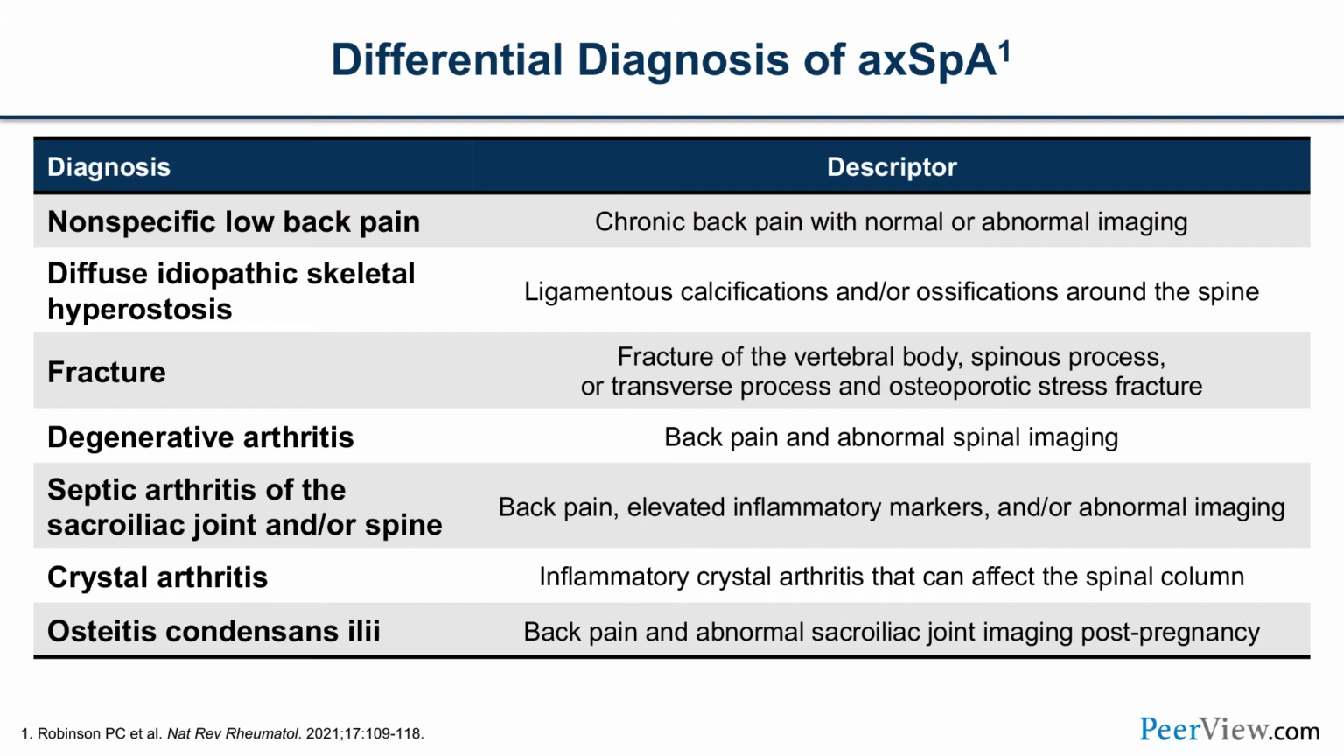Mechanical back pain is the most common, usually comes on abruptly. Diffuse idiopathic skeletal hyperostosis, called DISH, usually seen in older men, diabetics. The flowing ligamentous calcification in the spine can be confused with axial spondyloarthritis. Fractures of the vertebral bodies, often far more acute. Degenerative arthritis is the leading differential diagnosis, and this often takes some teasing out to do this. And then rarer causes of back pain, including far more pernicious conditions such as septic arthritis, metastatic disease to the spine, crystal arthritis, and others.